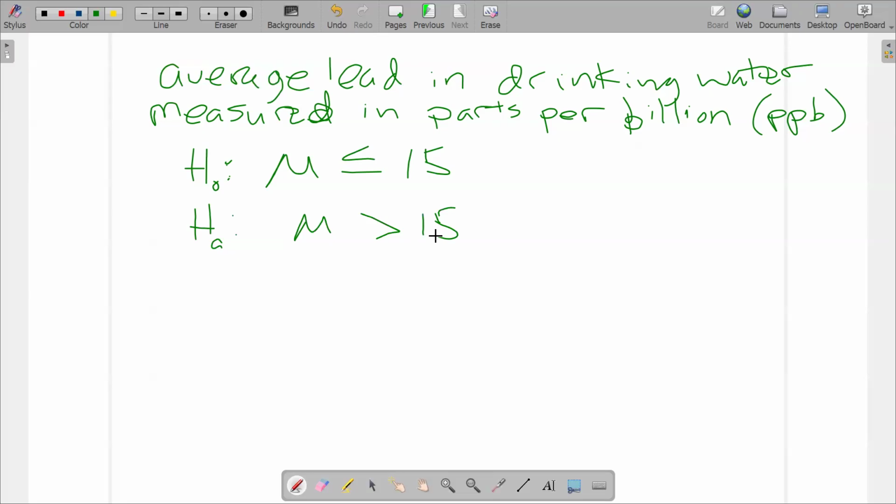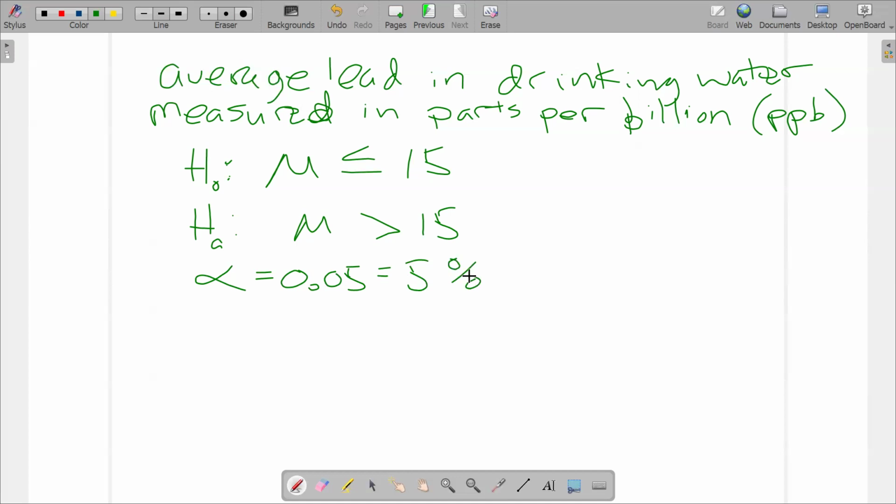Significance level, 5%. Now this is children's health, so we might lower it, but I'm just going to go with the 5%. So alpha, we're going to go with the typical 0.05, which is 5%. All right, so that's our setup.